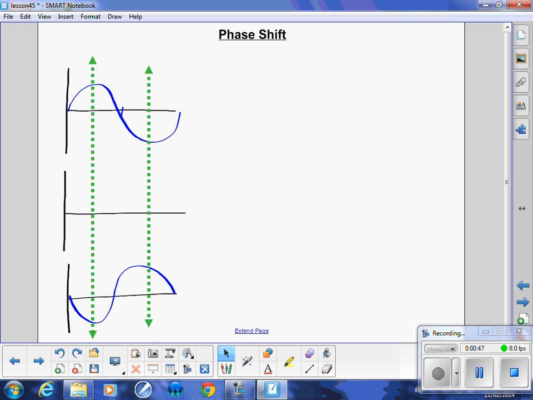Well, there's going to be a partial out of phase as well. So you end up with something that looks like this, where the actual crest or trough occurs in the middle here. So as it oscillates, you're going to get a wave like that. So this is what we would call out of phase. And this is either half or partial out of phase.